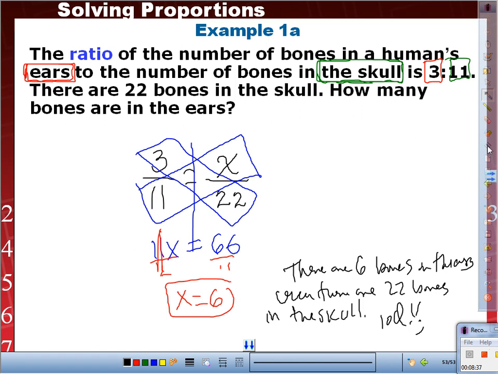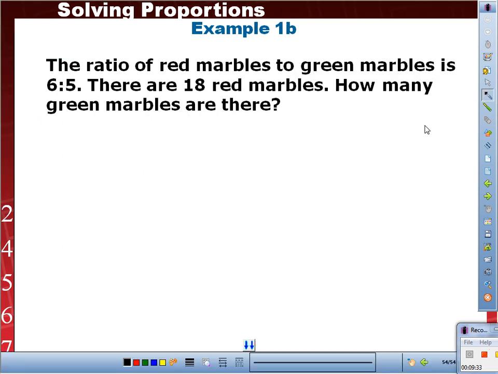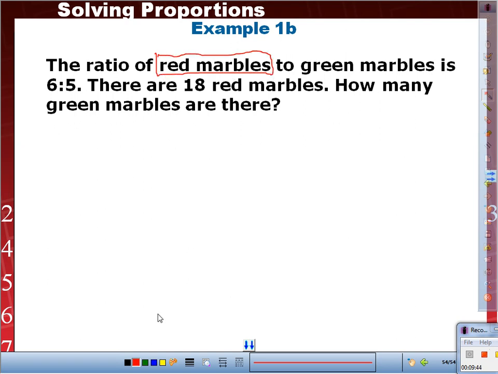You're going to do one by yourself. Here we go. Example 1B. Instead of copying the problem, I'm just going to box the information. Ready? It says, the ratio of red marbles. What should I box? So I'm going to box that in red. To green marbles. What do I box that in? Green. There it is, 6 to 5. Tell your neighbor which one corresponds to which. Red is 6, and green is 5.